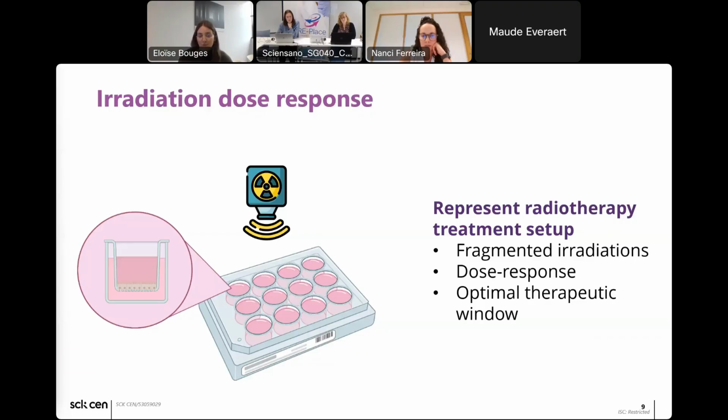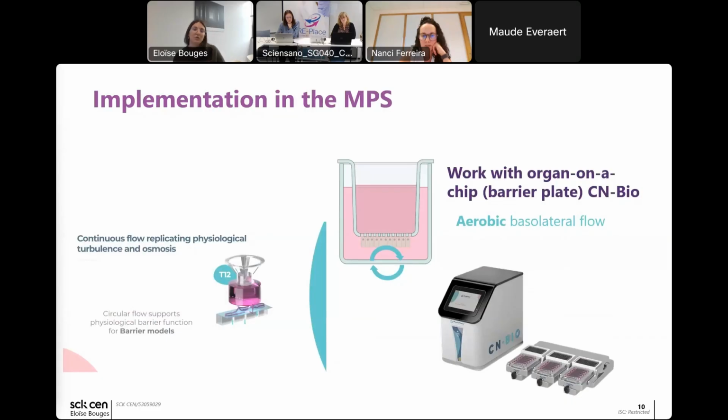And then for the last part of the project, as I mentioned before, I'm working with an organ on a chip barrier plate from CNBio with the idea of implementing our monolayer model within such a system. So it allows to have an aerobic basolateral flow that you can see here on the little video on the left. And now we can move on to some results.